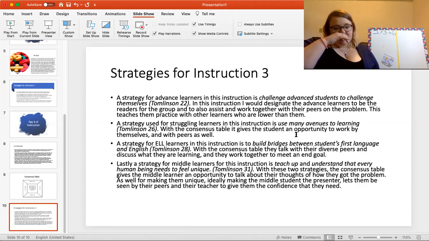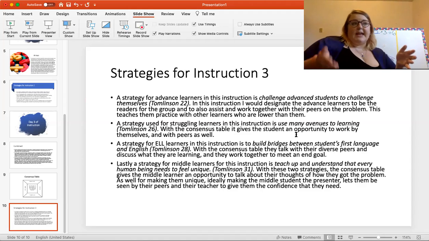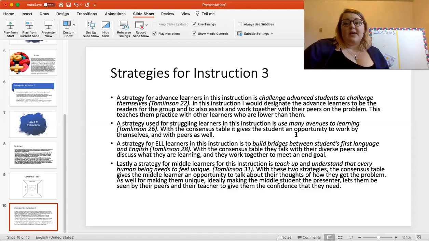A strategy for my ELL learners for this instruction would be to build bridges between students' first language and English. The consensus table takes up the majority of the class time, and they would have to talk and work with each other and build a good connection with one another through this activity. They will talk with diverse peers, discuss what they are learning, and work together to meet the end goal, which is really cool for them.